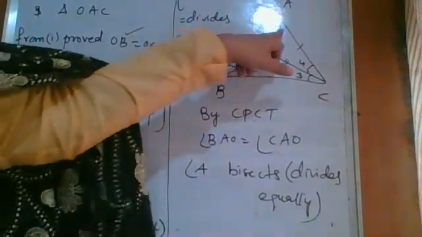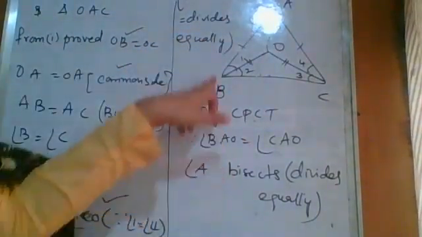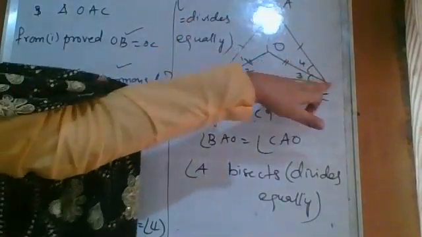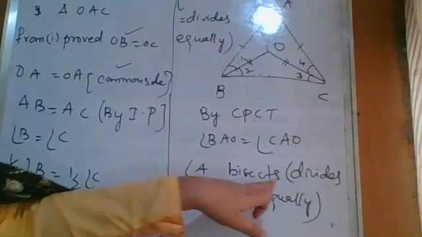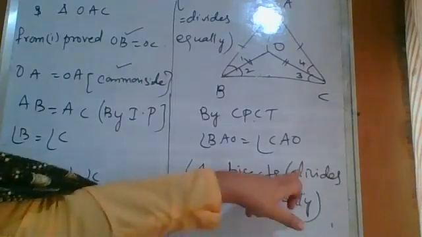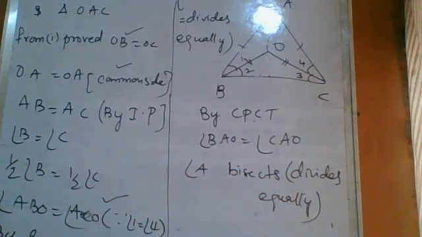These two angles are equal means what is that angle? BAO and CAO. These two angles are equal, then angle A bisects equally. Is that clear now? Dear students, is it okay? Next.